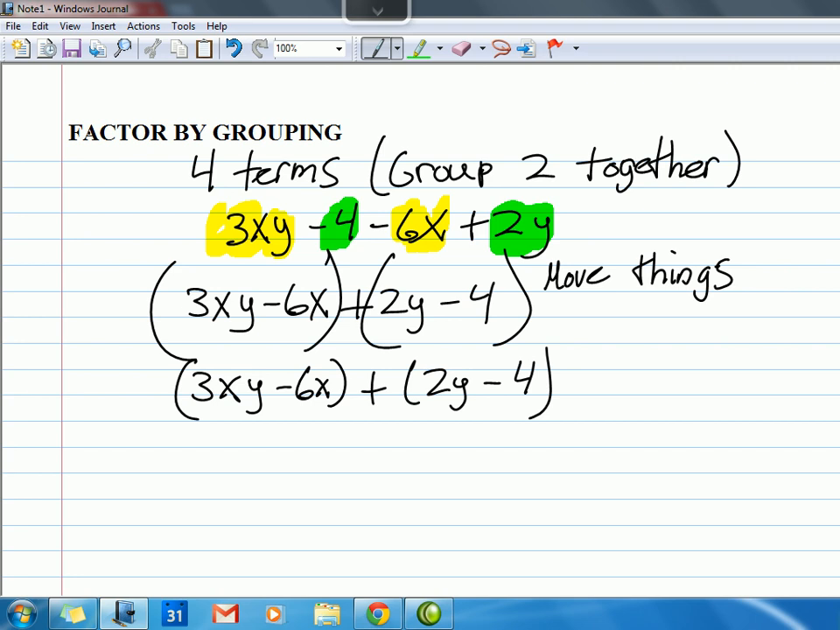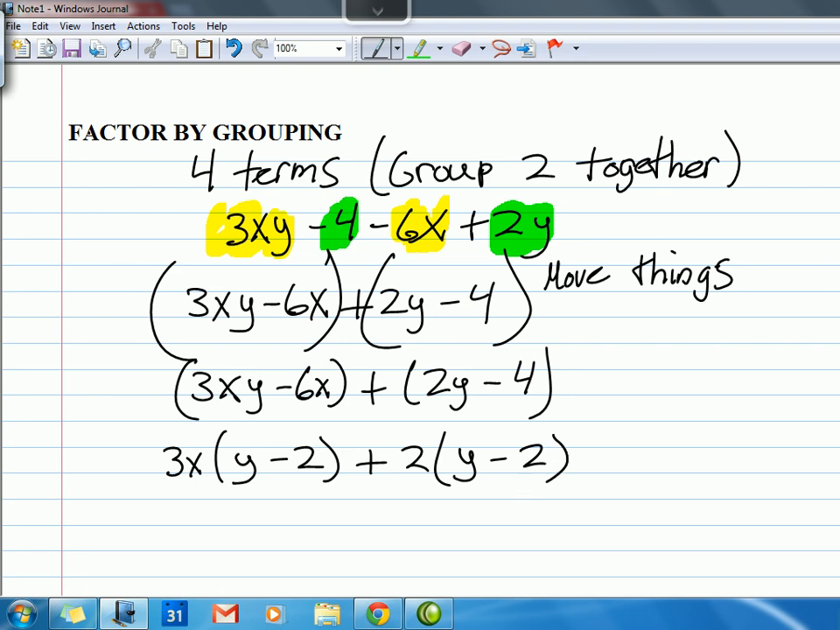Common factors. Here you have a 3x in common, right? So you take a 3x out of here. If you take a 3x out, what do you have left over? With this case, you have a y left over. In this case right here, if you took a 3x out, you're just going to have a 2 left, right? Now here, you take a 2 out, right? This has a 2 and this has a 2 inside of it. So once you take a 2 out, what do you have left inside? You have a y minus 2.